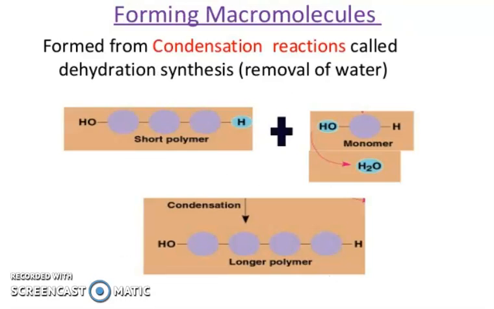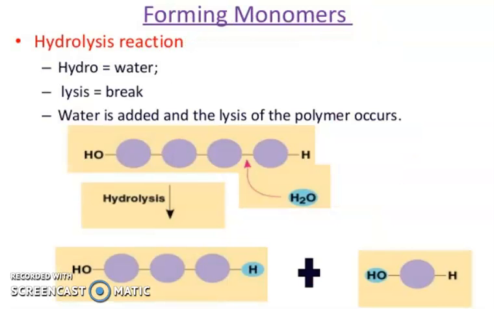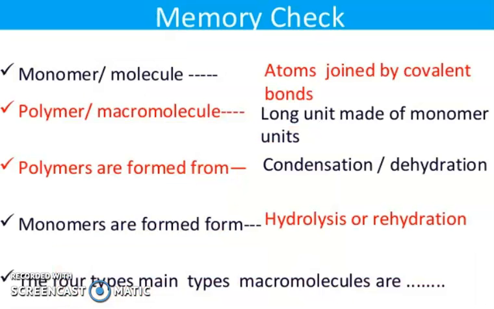Now, macromolecules form from condensation reactions called dehydration synthesis, the removal of water, in which short polymers or monomers lose water, forming condensations, longer polymers. Now, forming monomers is a hydrolysis reaction. Hydro means water, lysis means break. Water is added and the lysis of polymers occurs. So hydrolysis is the breaking of the bond.